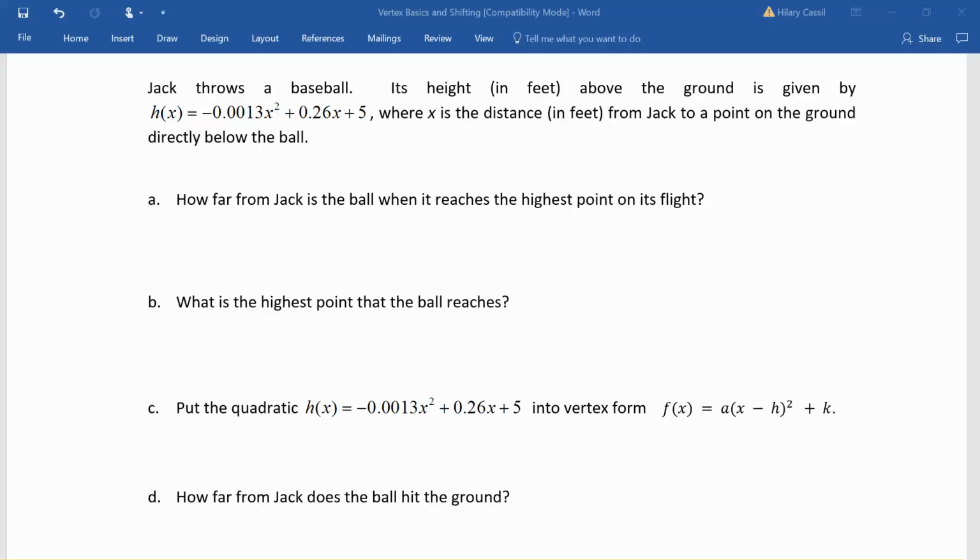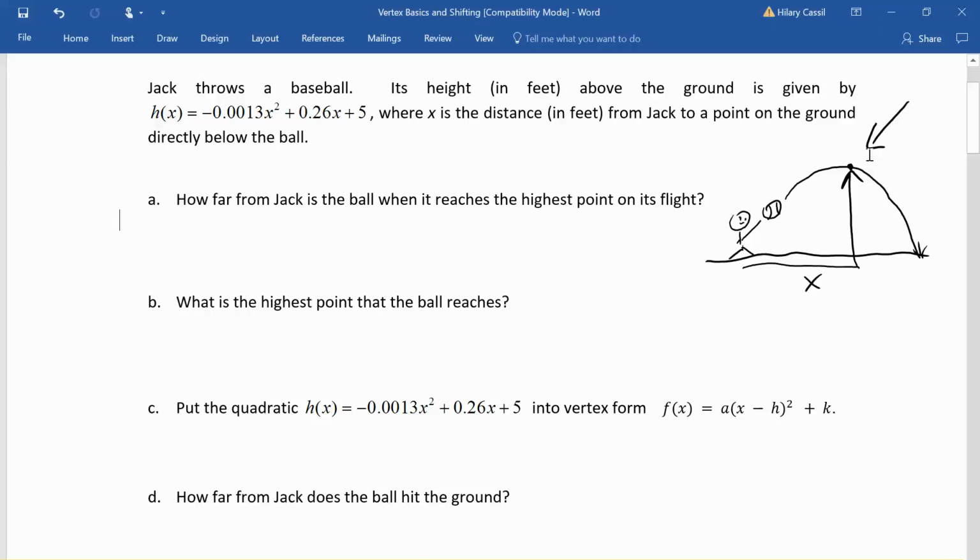So the first thing we want to figure out is how far from Jack is the ball when it reaches its highest point on its flight. Well, if we draw a picture of the situation, Jack is going to take this ball, throw it into the air. Eventually it is going to hit the ground, maybe kick up a little dirt. Okay, so our picture looks about like this. So if we want to figure out how far the ball is from Jack, we are looking for this horizontal distance x when it reaches its highest point on the flight. So we are looking for the x value of the vertex of our parabola.